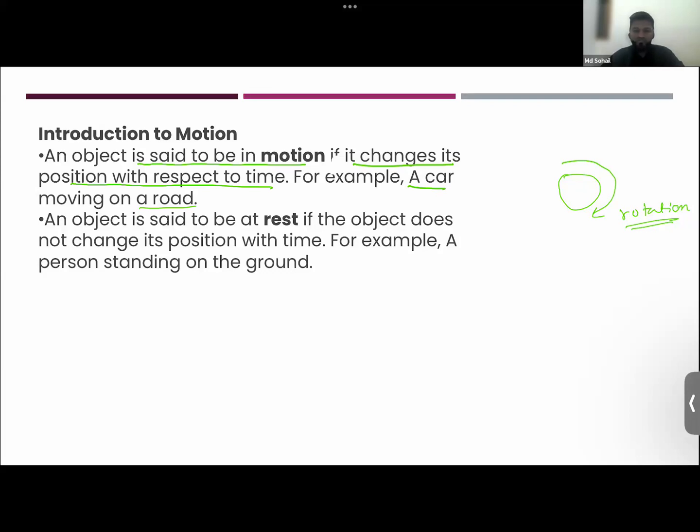Now, what about an object at rest? If the body is not changing its position with respect to time, then the body is said to be in rest position. For example, you are sitting on your chair continuously for 1 hour. Your position is at rest because the time kept on passing, but your position remained the same.